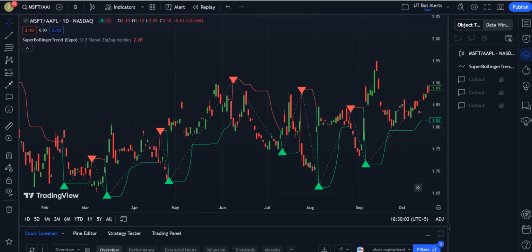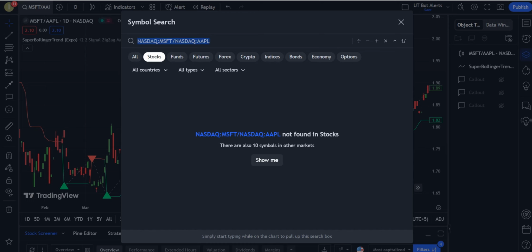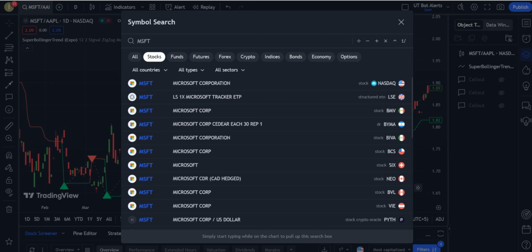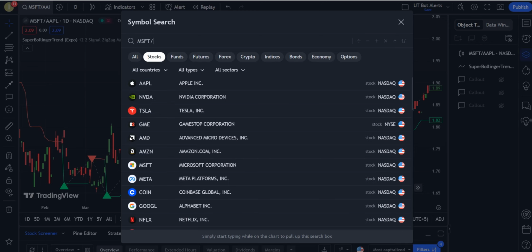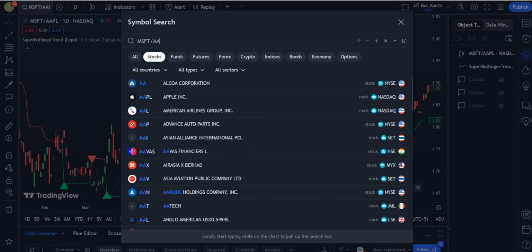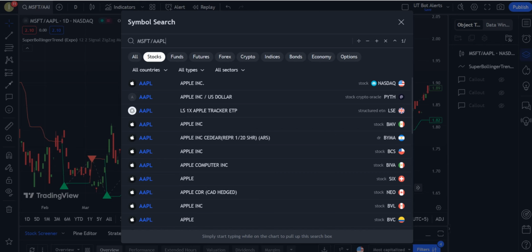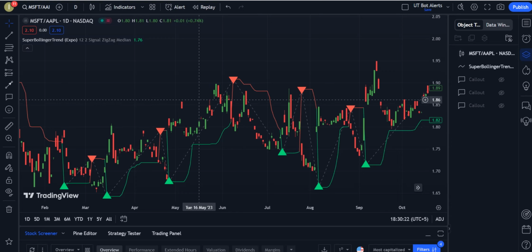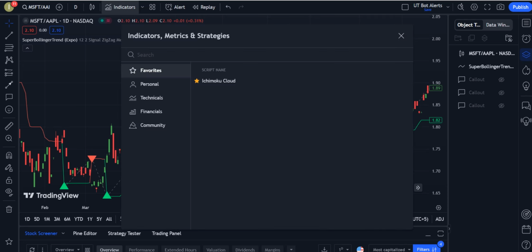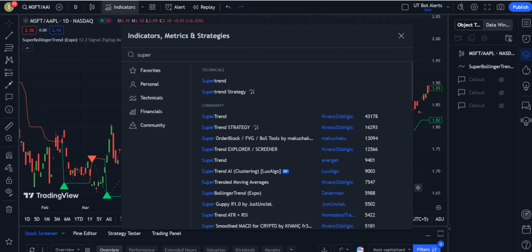In order to find this stock pair, we would click on the symbol search and type here the ticker symbol for Microsoft, which is MSFT, divided by AAPL, which is the ticker symbol for Apple, and click enter and it would automatically pop up here. And I'll be using the indicator called Super Bollinger Trend Indicator, and to find that indicator we'll click on indicators here. In the search engine we will type Super Bollinger.